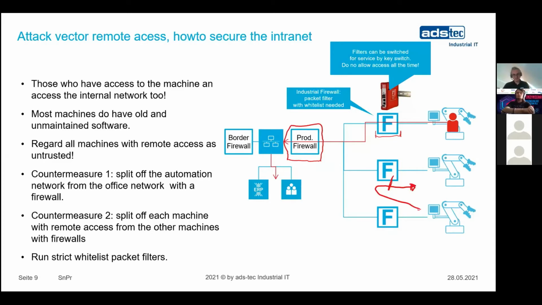So on the top you see some ADS-TEC solution. This is one of our firewall routers. They have a key switch, so you can even switch the rule sets per 24 volts. For example, if you do service, you want to reprogram the PLC, you need some more protocols, more data, then you can trigger the switch, and the firewall is a little bit more open. And after you're done, you're back in production, then you switch back again, and the firewall is closed and will only allow what's needed for production. So it's a little bit less risky then.